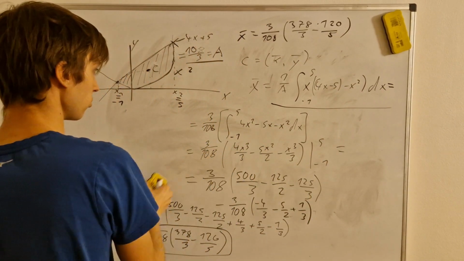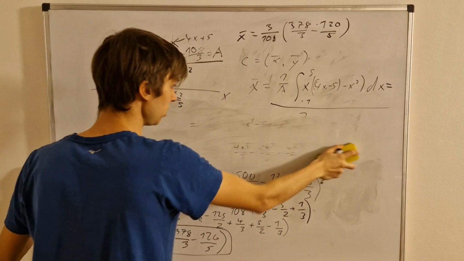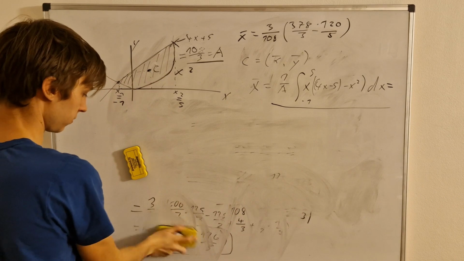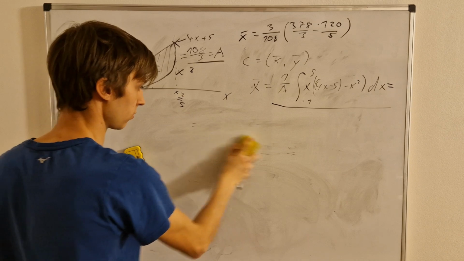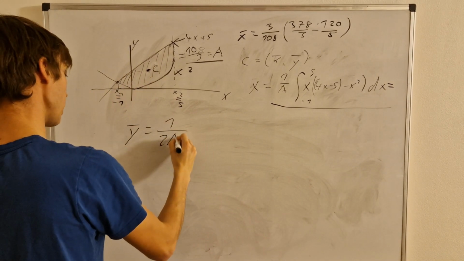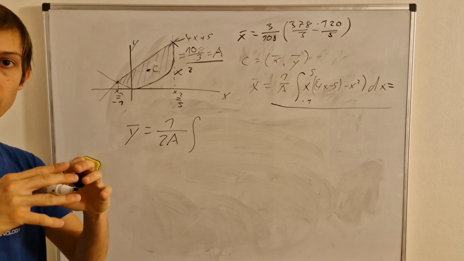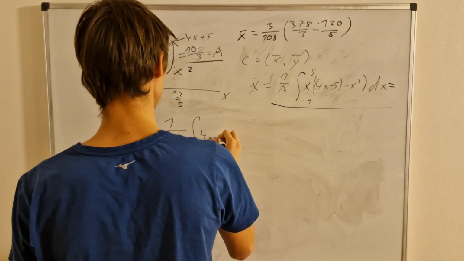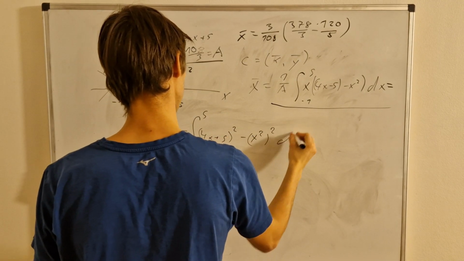And let's now also cover the y coordinate, which will be similar. But a different formula. So for the y coordinate, it's 1 over 2a times, not x times the difference of the functions, but it's the bigger function squared minus the smaller function squared. So here namely it will be 4x plus 5, again from minus 1 to 5, minus x squared dx.